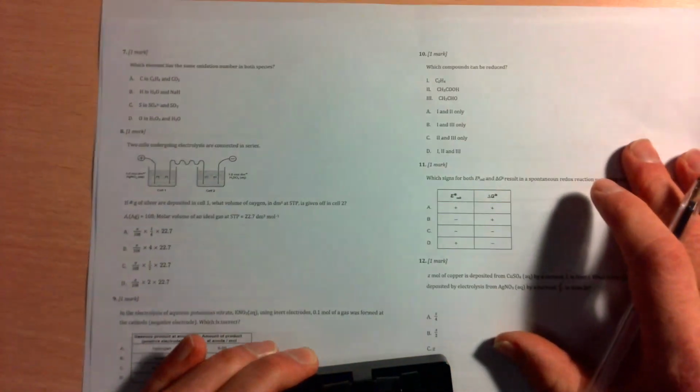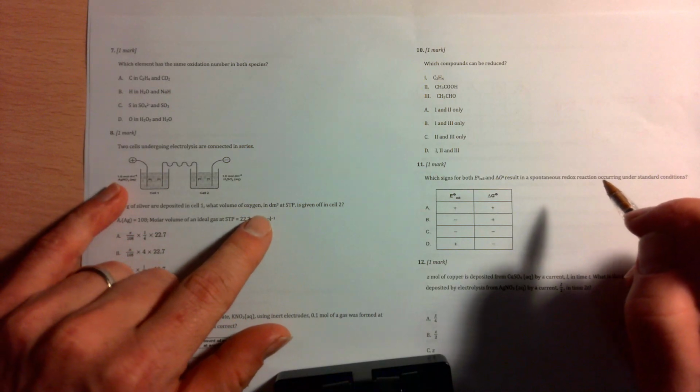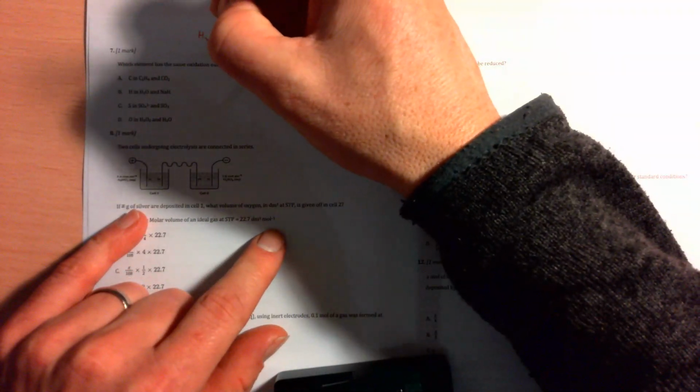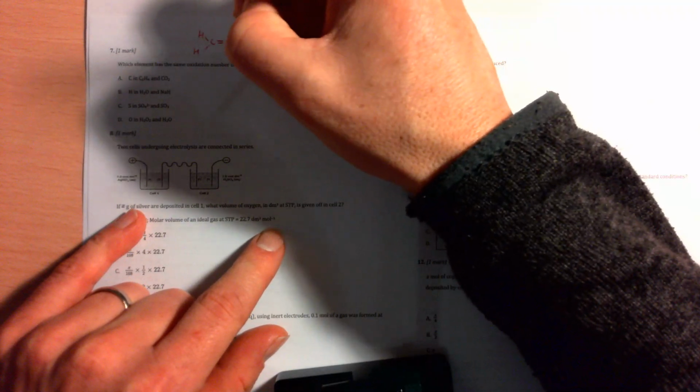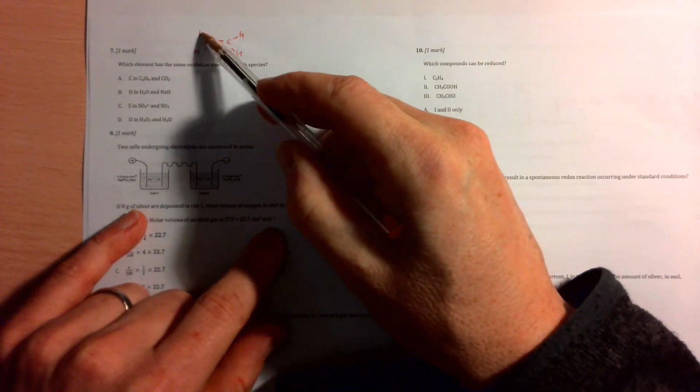Alright, let's look over here then. Which element has the same oxidation number in both species? Not very easy, I think, to work out oxidation numbers of organic molecules. That's ethene. So we're just going to go through all of them. You should be able to do these. But there's ethene, +1, +1, +1, +1. So each carbon there is -2, and in carbon dioxide it's +4.